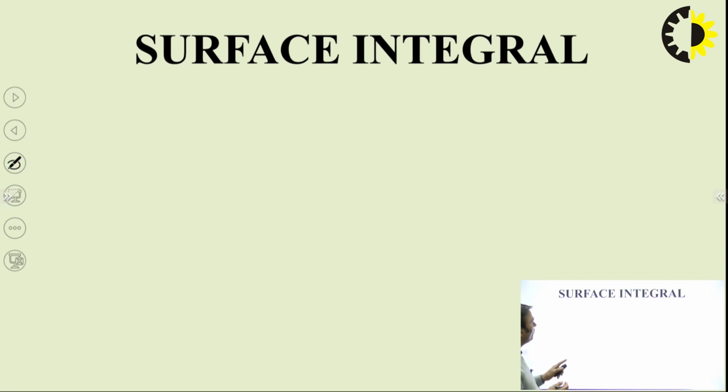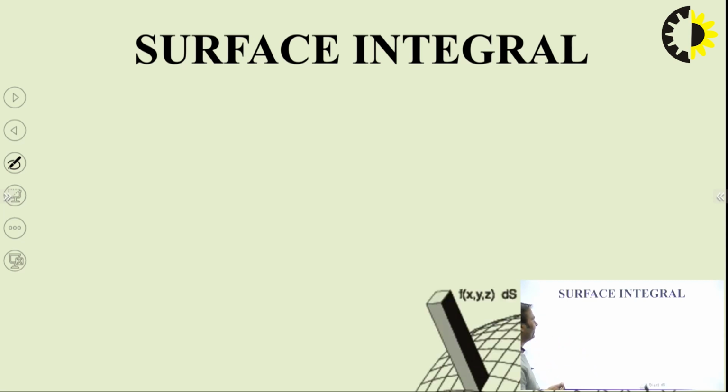So before we move on to Stokes theorem, we must understand what a surface integral is basically. As I have already mentioned, Stokes theorem can convert the volume integral into a surface integral, and the reverse is also possible, right? So first of all, we have to understand what a surface integral is.